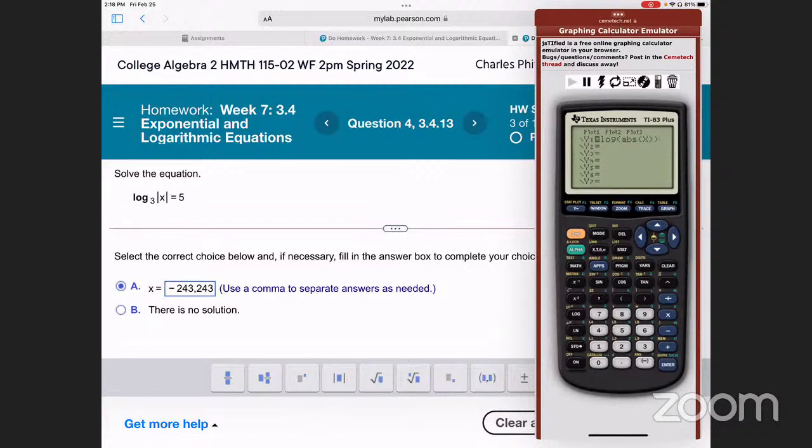To do that, we use a change of base formula. Basically, we're going to divide by the log of 3. So we change the base from base 10 to base 3. Now we put in the function. I'm going to call in that function like I've been doing with all the others. So when x is negative 243, the output should be 5. And it's positive 243.